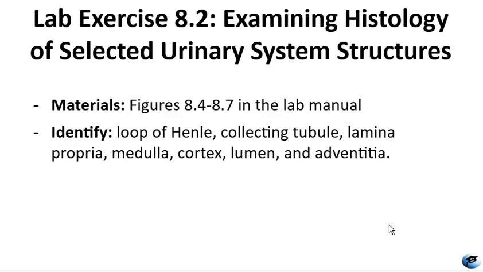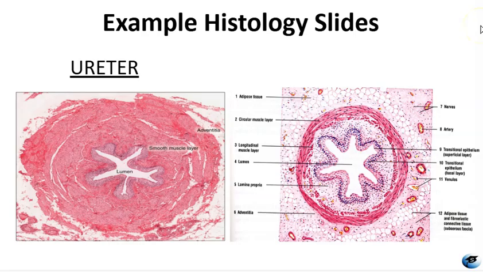Examine the lumen of these tubules, where the filtrate flows, and note the surrounding tissue layers, including the adventitia, which provides structural support. In the bladder histology, identify the rugae, which are the folds that allow the bladder to expand as it fills with urine. This slide here represents the histological view of the ureter, and it highlights its layered structure.